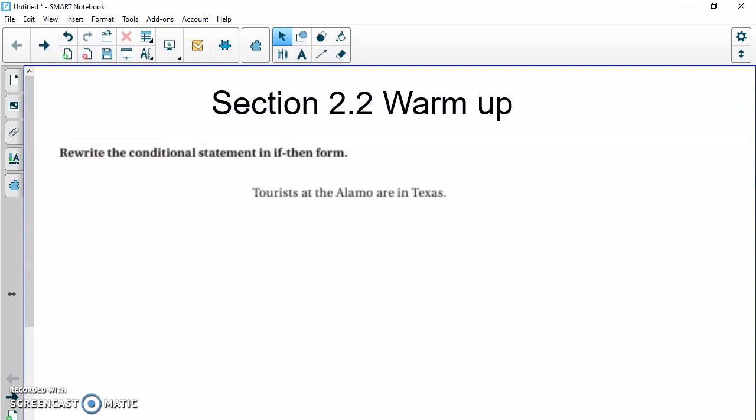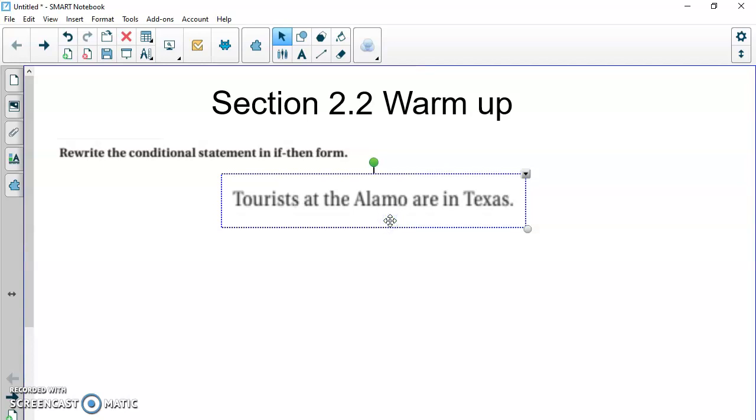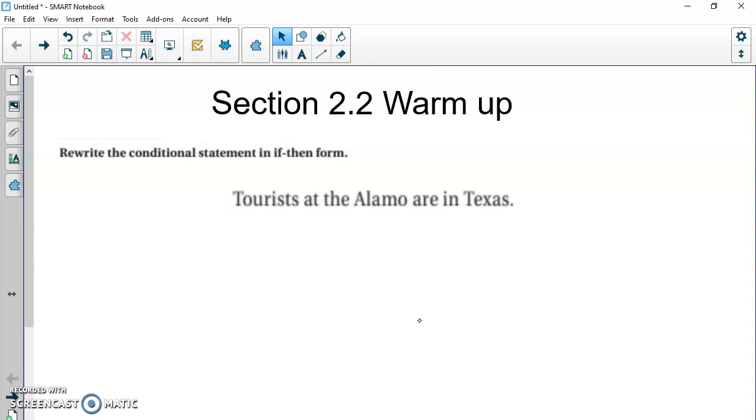Hey guys, so today we're going to do section 2.2, part 2. As a warm-up, rewrite this sentence as a conditional statement in the form if, then.